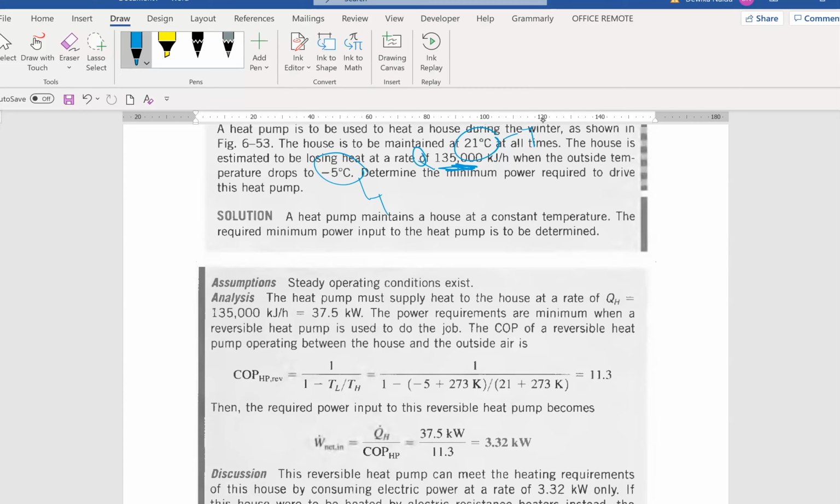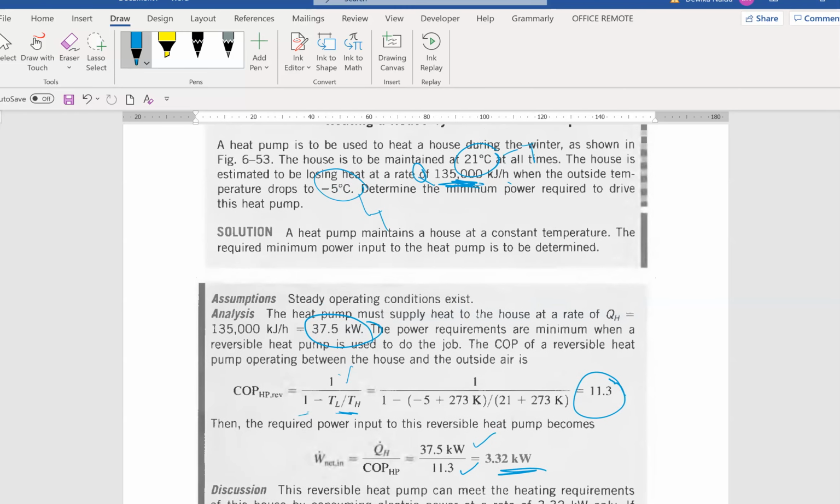So we are looking at the COP of the heat pump itself. For the COP, the formula is 1 over 1 minus TL/TH. So you get your COP as 11.3. It says the house is losing heat at 135 kilojoule per hour. You change it to kilowatt, which is 37.5. Use this 37.5 divided by 11.3, and then you get 3.32 kilowatt. Thank you for listening. That would be the summary of the lecture.